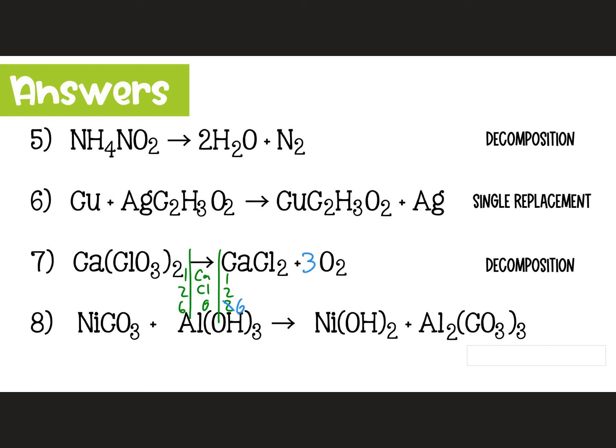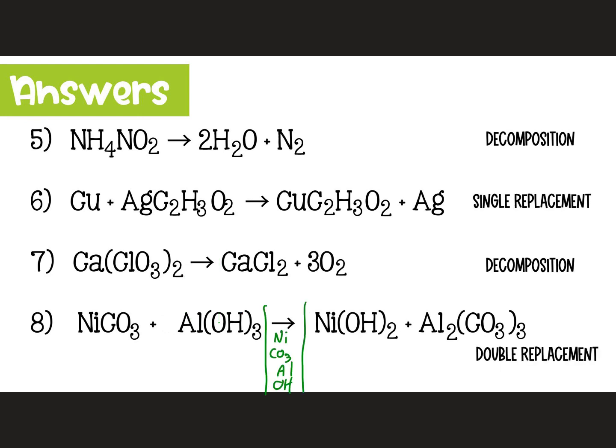For the last example, we have nickel and aluminum trading off their polyatomic ion partners. Since 2 new compounds are formed, this is a double replacement reaction. The polyatomic ions stay together, so when we balance, on the reactant side we have 1 nickel, 1 carbonate, 1 aluminum, and 3 hydroxides. On the product side, we have 1 nickel, 2 hydroxides, 2 aluminums, and 3 carbonates.